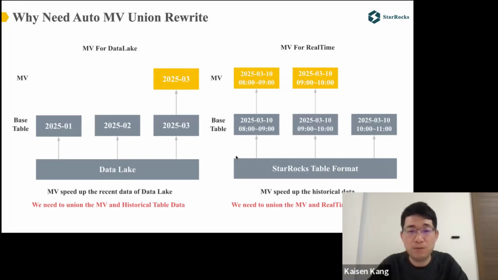We expect to use MVs to achieve millisecond-level queries at tens of thousands of QPS, but the MV refresh has a delay and cannot guarantee that the data is consistent with the base table. To ensure users receive accurate and up-to-date query results, we need to union the MV data with the latest data in the base table.